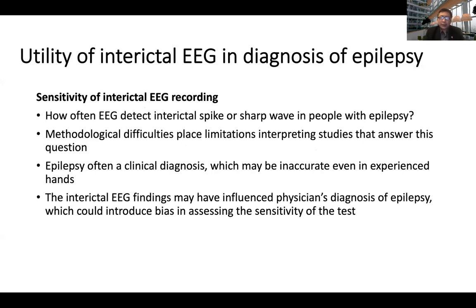So how about the utility of the EEG in the diagnosis of epilepsy? One thing we look at is the sensitivity of the interictal EEG recording. How often does the EEG detect interictal spikes or sharp waves in people with epilepsy? Methodological difficulty places limitations on interpreting studies that answer this question. Epilepsy is often a clinical diagnosis, which may be inaccurate even in experienced hands. The interictal EEG finding may have influenced the physician's diagnosis of epilepsy, which could introduce bias in assessing the sensitivity of the test.